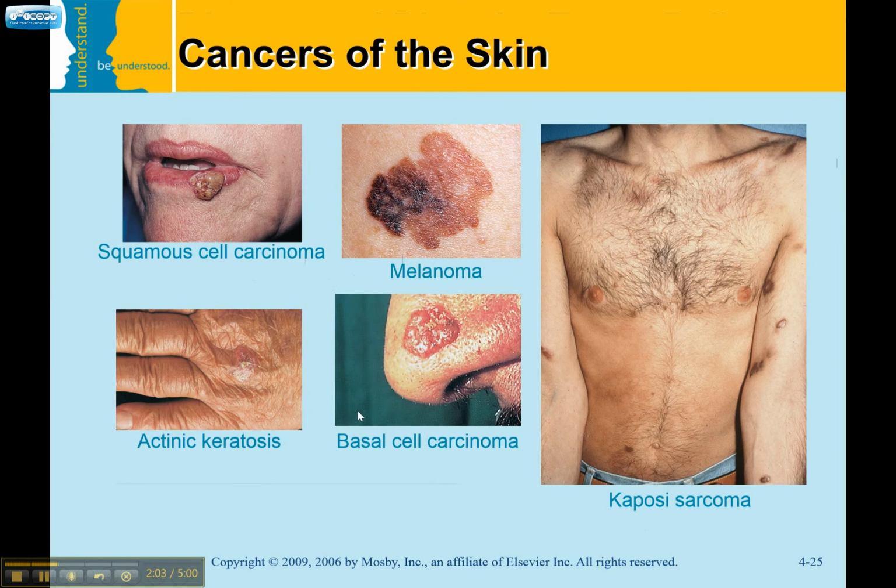These all represent different types of cancers of the skin. This is a melanoma. This is going to be one of the more common ones that you're going to see. You can tell it can't be mistaken for a mole. It just looks very different.